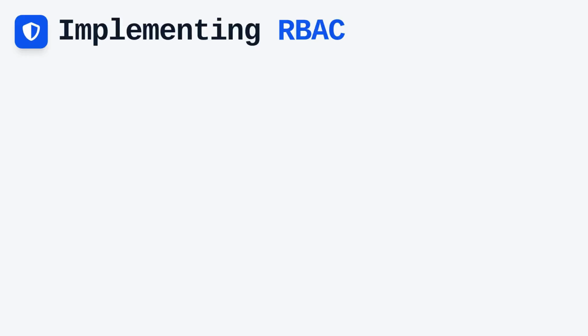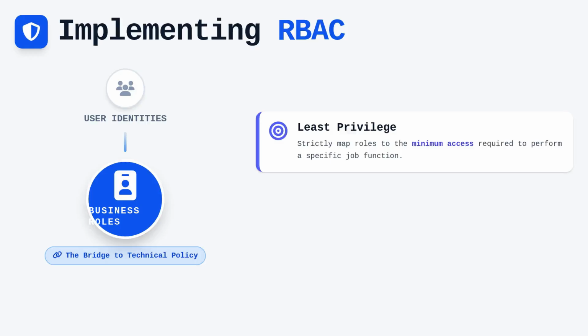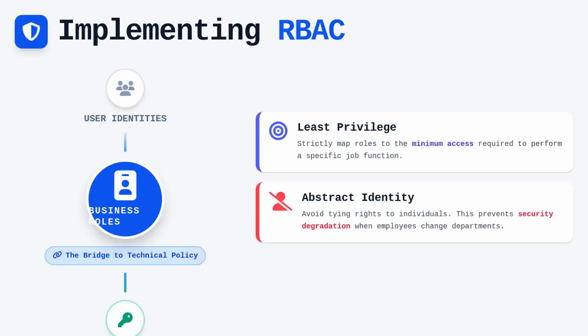Implementing role-based access control starts with the fundamental task of defining user roles based on actual business functions rather than individual user identities. When we design these roles, we must map them strictly to the minimum permissions required to perform a specific job, a concept often referred to as the principle of least privilege. In a discretionary access control environment, access rights are too often tied to the individual, which causes security to degrade whenever that employee changes roles or departments.